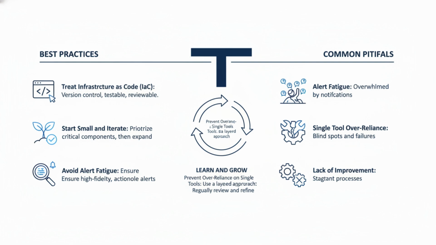A common pitfall is alert fatigue, where too many non-actionable alerts desensitize teams. Ensure alerts are high fidelity and represent genuine problems. Also, avoid over-reliance on single tools. A layered approach using multiple tools for different check types offers more robust coverage. Finally, always foster a culture of continuous improvement. Regularly review your checks, learn from incidents, and refine your automation strategies. This iterative process ensures your integrity checks remain effective and relevant as your infrastructure evolves, helping to keep your system stable and secure.